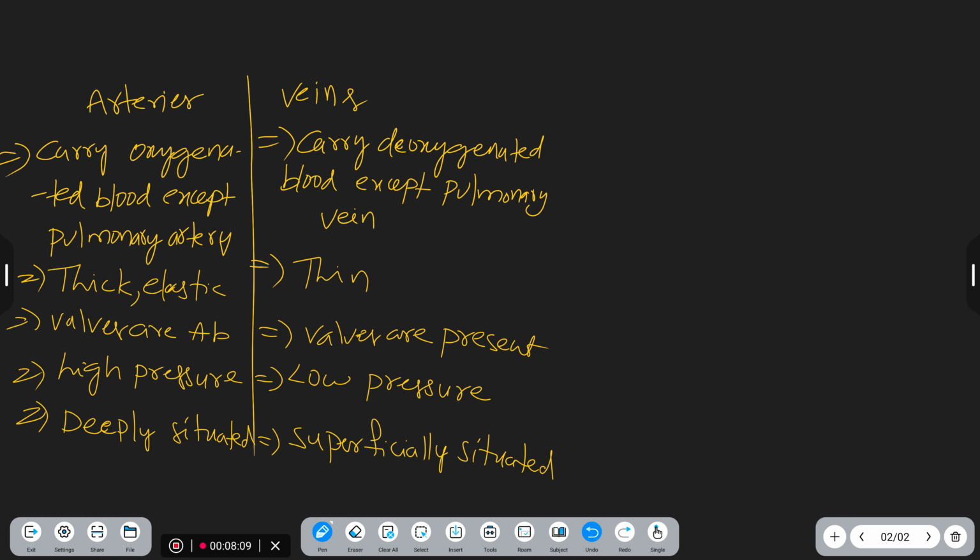So these are very important. Once again: arteries carry oxygenated blood except the pulmonary artery, veins carry deoxygenated blood except the pulmonary vein. Arteries have thick and elastic walls, veins are thin. Valves are absent in arteries and present in veins. Arteries pump blood at high pressure, veins at low pressure. Arteries are situated deeply and veins superficially.